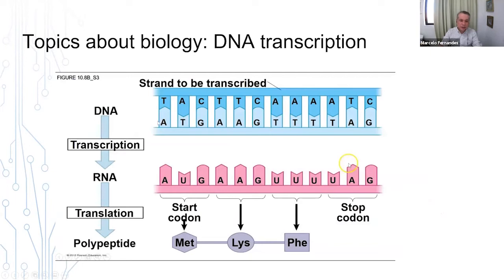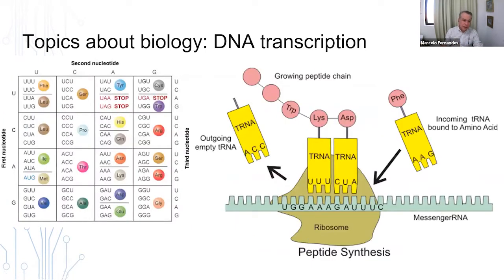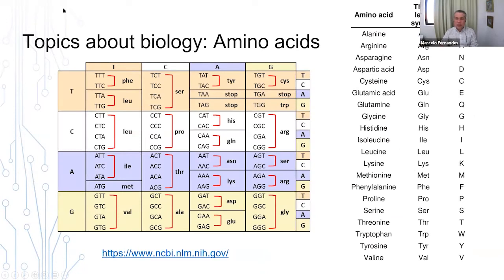This is an example of transcription, yeah? We have some bases, and every three bases form a codon, and each codon creates an amino acid, and after that we create the protein, okay? And here is the table of the amino acids, okay? We have about 20 amino acids, and with these amino acids we will create the proteins, okay? These are all the amino acids, yeah?